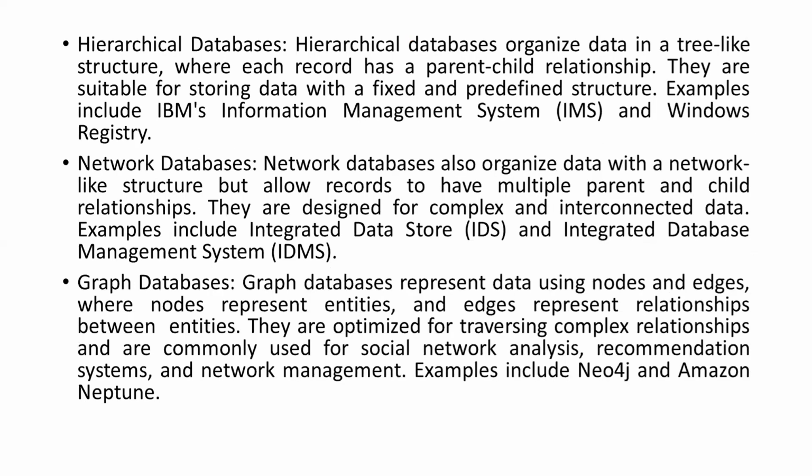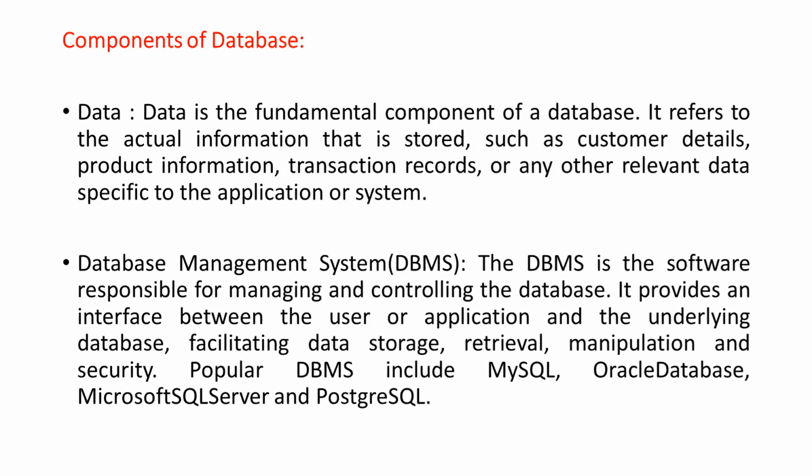A hierarchical database has a parent-child relationship. A network database is an integrated database management system with a network-like structure, where you have multiple parent and child relationships, whereas the hierarchical one has a single parent-child relationship. Then in a graph database, a table of entries is made in a graph, and from that we use a segregation process and it is stored in the database.